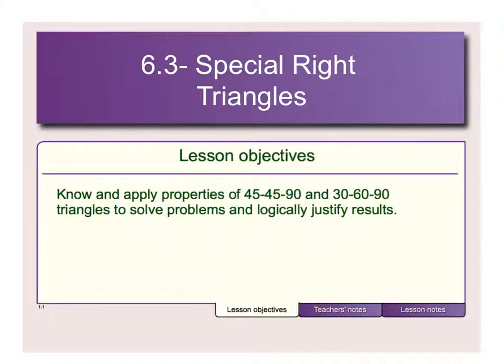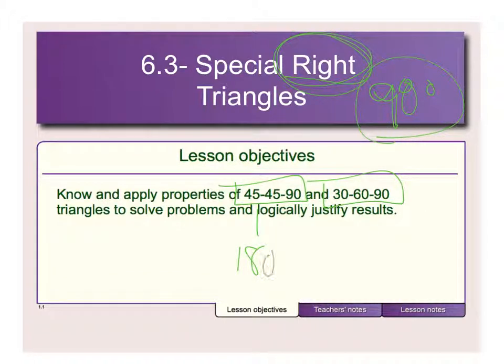This is 6-3 talking about special right triangles, and that is exactly what it sounds like. You're looking at very, very specific right triangles. Right triangles are still going to have 90 degrees, but they're going to be very specific in what they do. So let's take a look at what we're dealing with: 45, 45, 90, and 30, 60, 90. Please note that both of those do add up to 180, so they are in fact triangles. But what we're looking at is what is unique about these two.